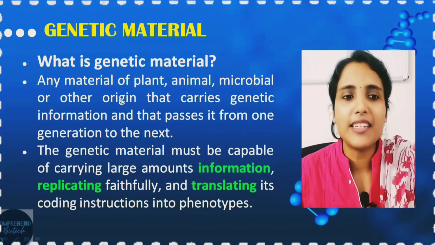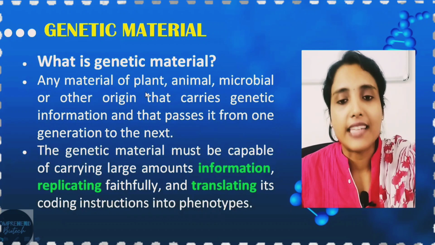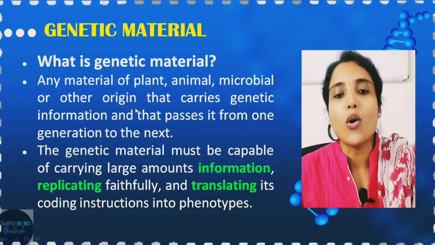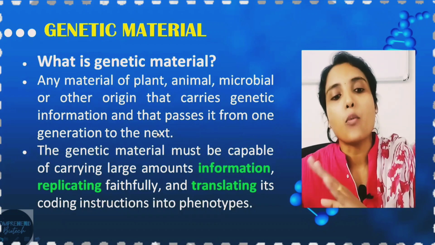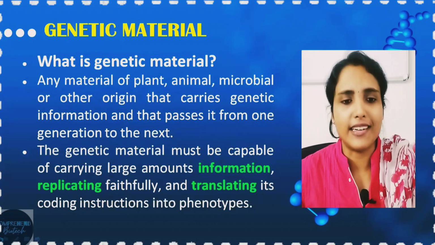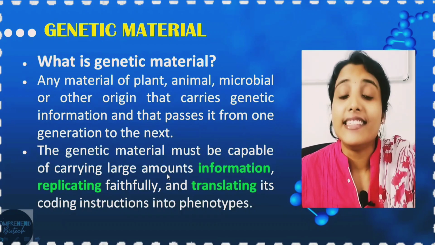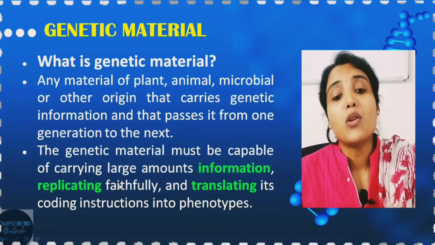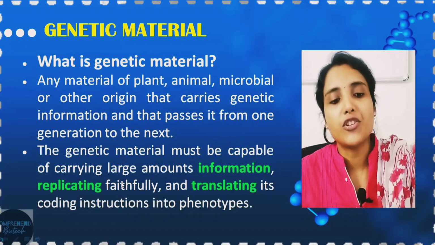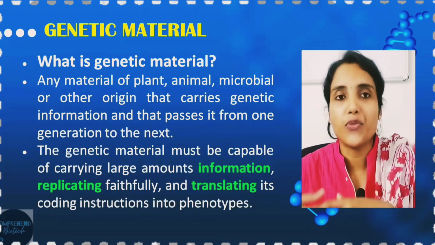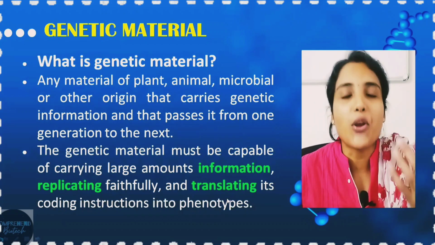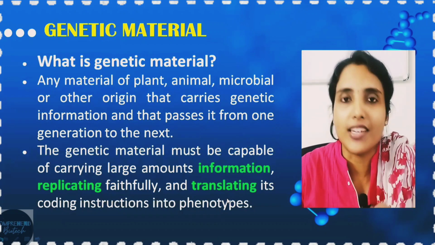So what is genetic material? Any material of plant, animal, microbial, or other origin that carries genetic information and that passes it from one generation to the next is called the genetic material. Now, the genetic material must be capable of carrying large amounts of information, replicating faithfully, and translating its coding instructions into phenotypes. So these are the three requirements of any material being the genetic material.